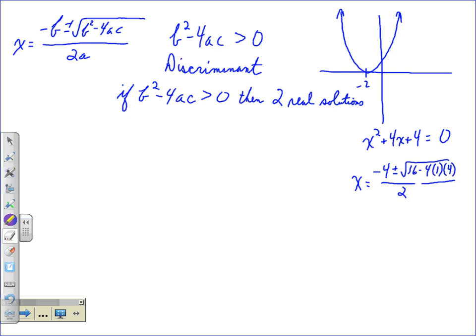Can you tell me what my discriminant is going to be? What number I'm going to get underneath the radical? 0. So I'm just going to have -4 plus or minus 0 over 2, which is -2. So we can conclude that if the discriminant, if b squared minus 4ac, if what's underneath the square root is equal to 0, then how many solutions do I have? One. I have one real solution.